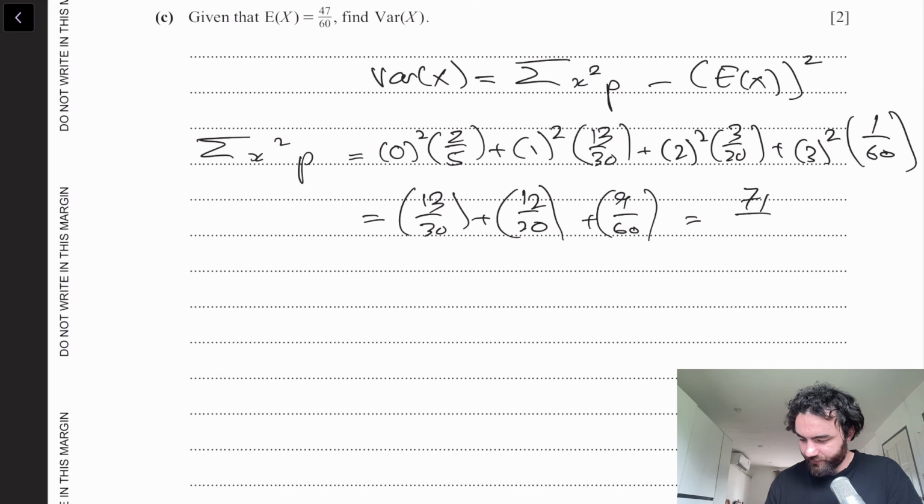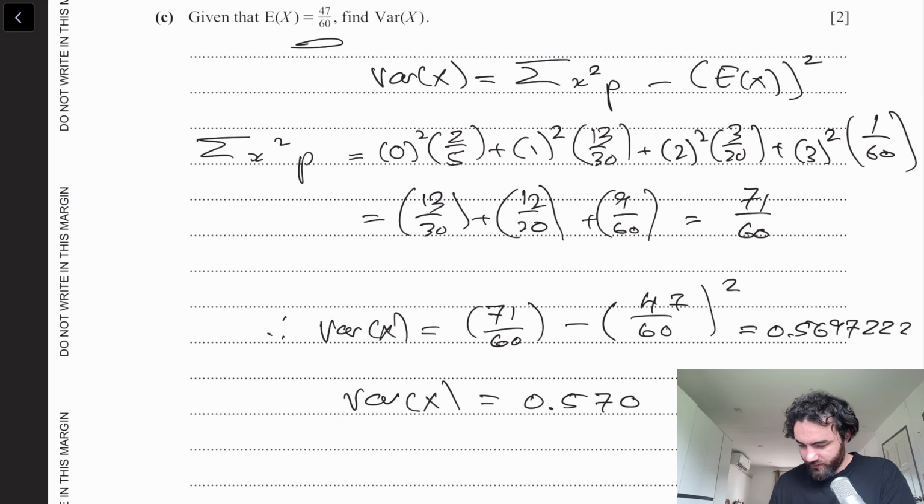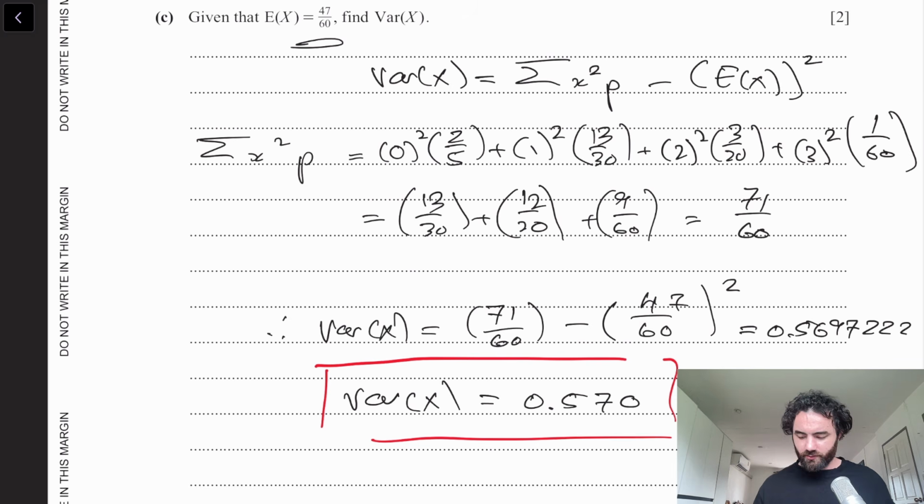That gives us 71 over 60. Okay, so therefore our variance is going to equal 71 over 60 minus 47 over 60 squared. This gives us 0.5697222. So rounded would be what? 0.57. I guess we'll just round it to that. I still am unsure about how many significant figures they want. I probably should check that.